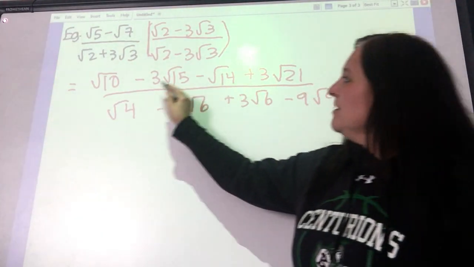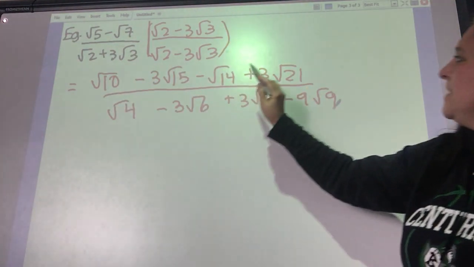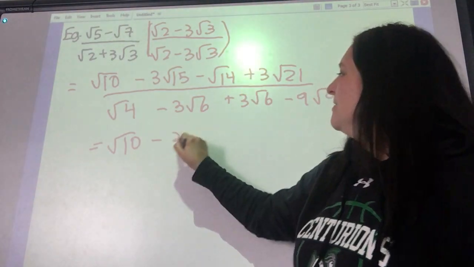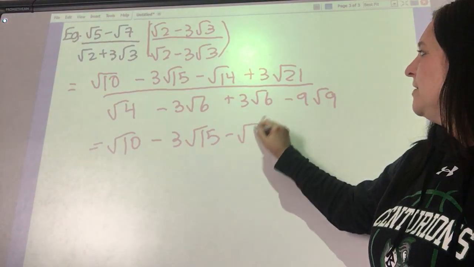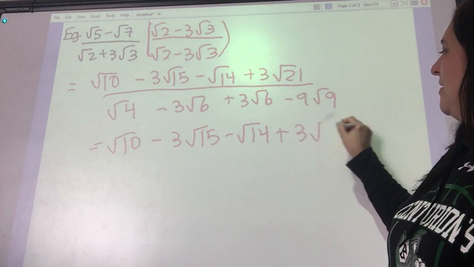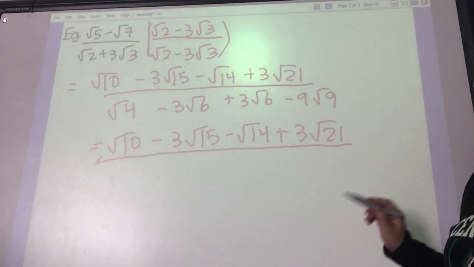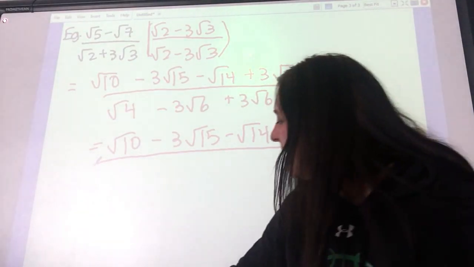Then we look through, can we combine anything? The numerator looks long, but root 10, root 15, root 14, root 21, nothing can be simplified. So that's our numerator. Yeah, it looks a little bit weird, but that's it. We cannot go any further. Our numerator stays like that. Nothing simplifies, nothing combines. Denominator.